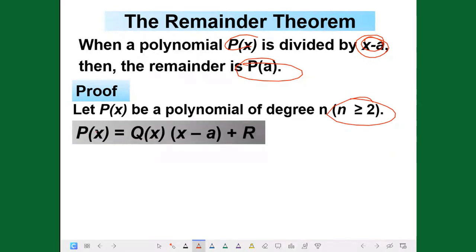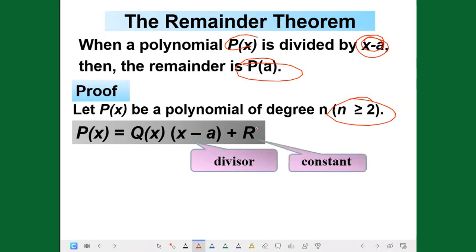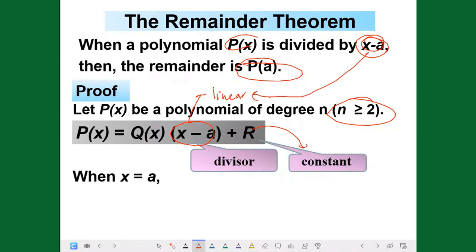Earlier we had polynomial, dividend, quotient, divisor, remainder. R or R(x). Okay, then because this divisor is linear, the remainder must be a constant. Linear, so the remainder is a constant. So when x is equal to a, substitute everything. This is the way to prove it: by a, substitute everything.